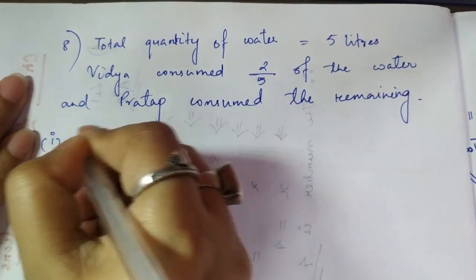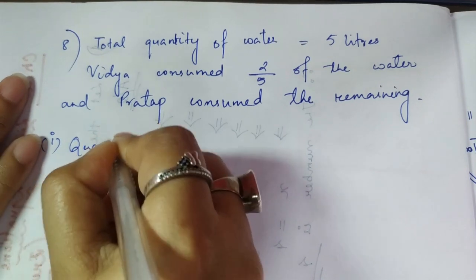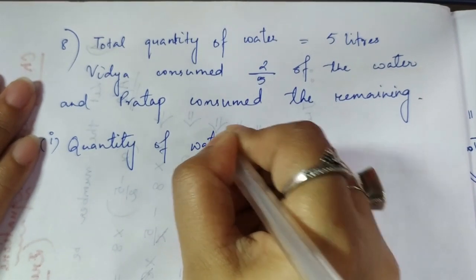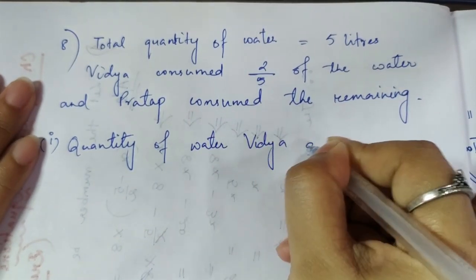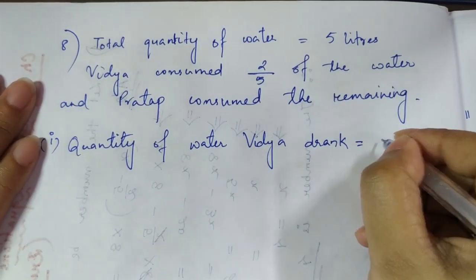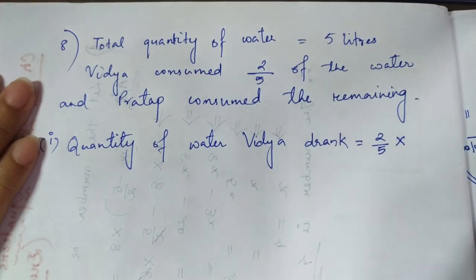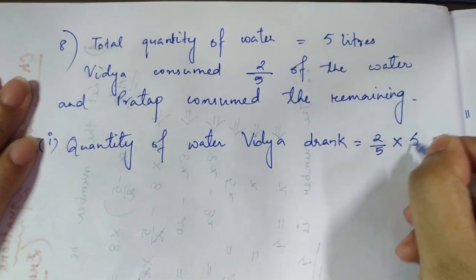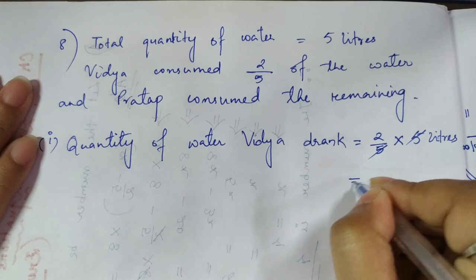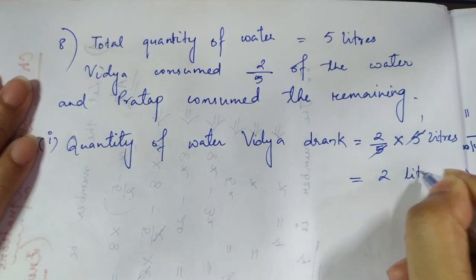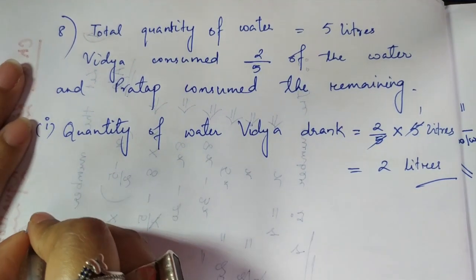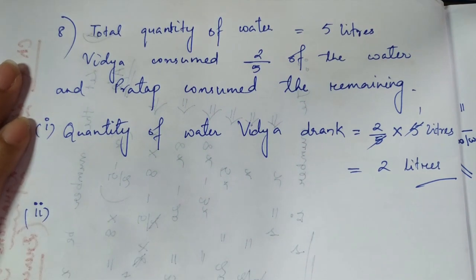Now I have to find out for number 1, quantity of water Vidya drank. Now you see here it's given she consumed 2 by 5 of the water. 2 by 5 of means multiply. Of the total water was how much? 5 liters. Okay, so let's see. 5 gets cancelled. 2 1s are 2 liters. Right? So how much water did Vidya consume? 2 liters.